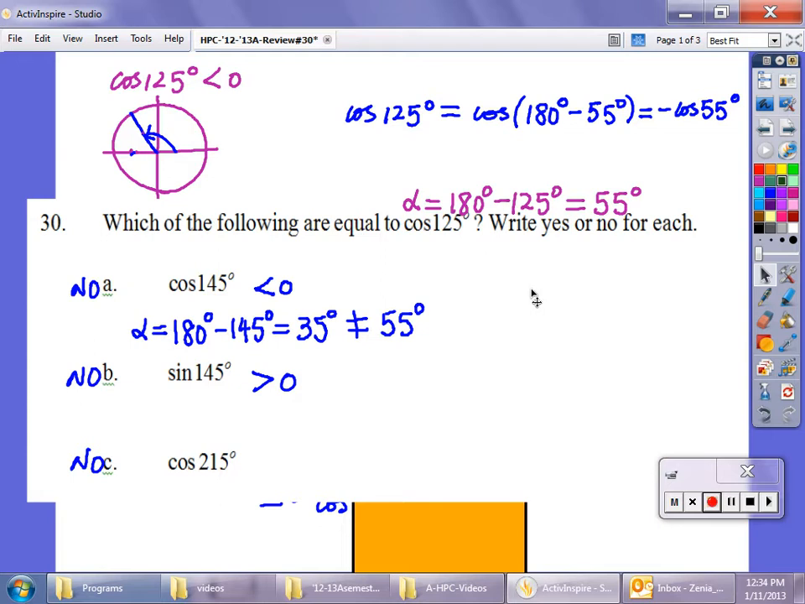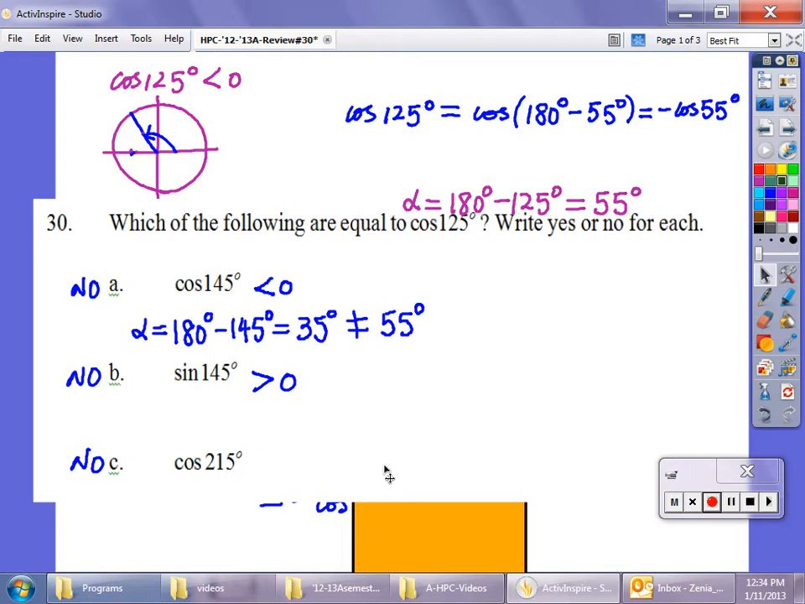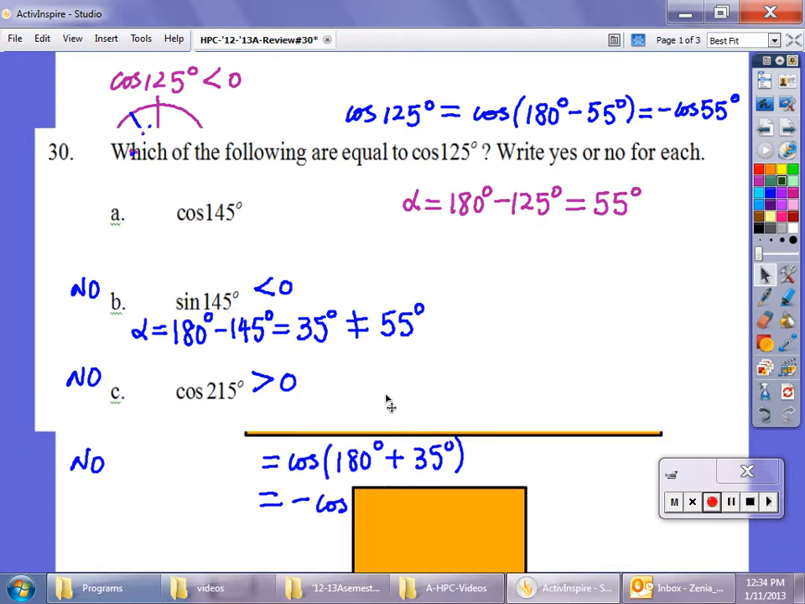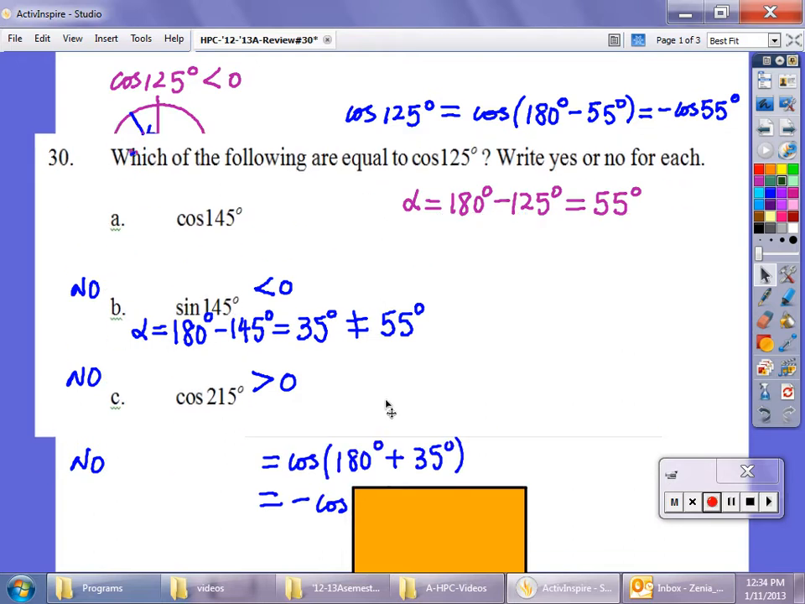For part C, cosine 215 degrees, the answer is no, because 215 degrees can be written as 180 degrees plus 35 degrees, and one would get negative cosine 35 degrees. The reference angle is 35, not 55.